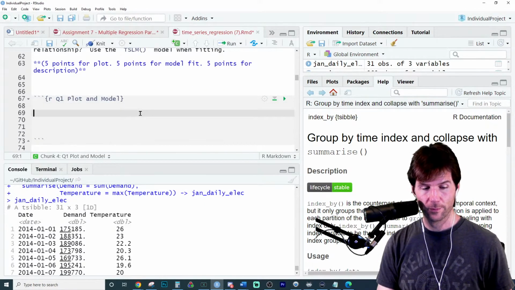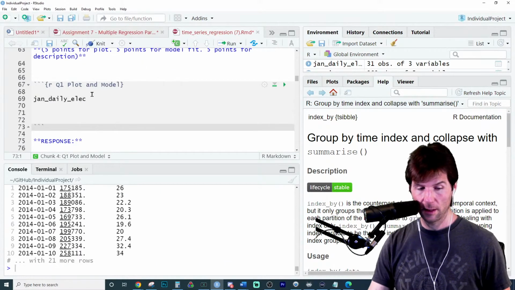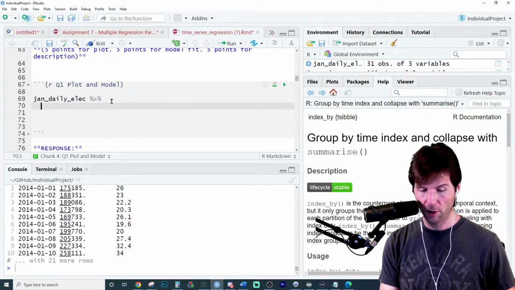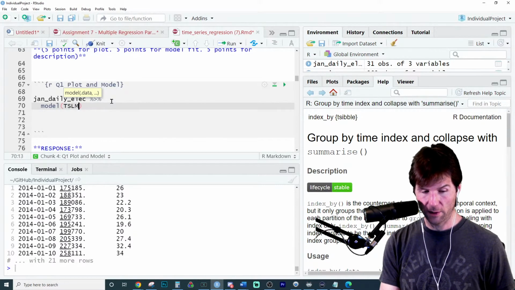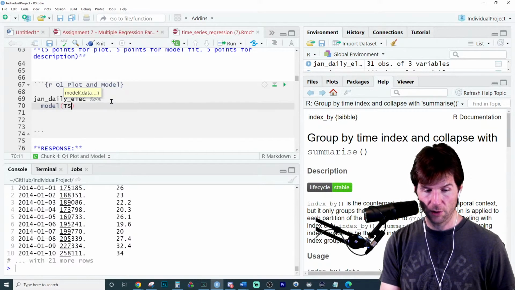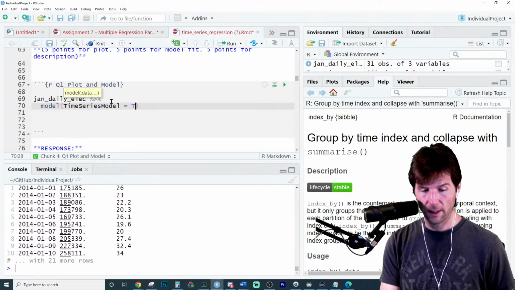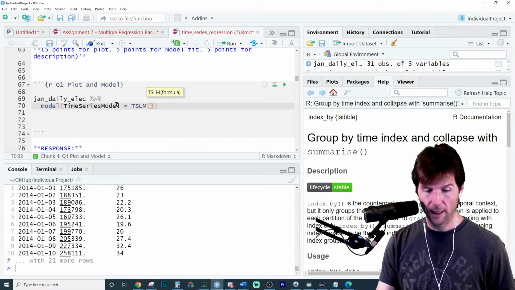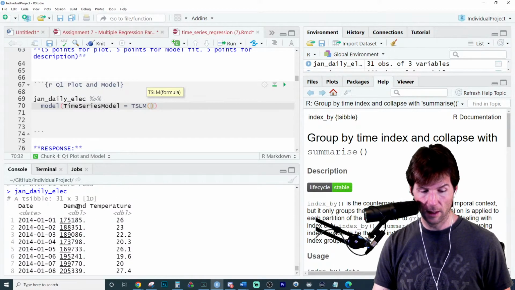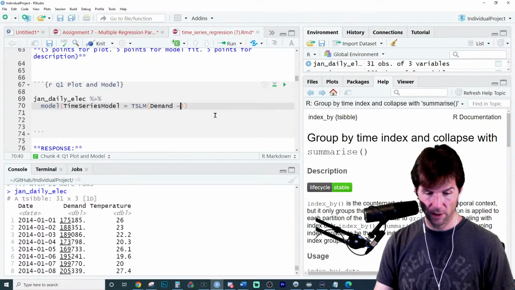So here's the data. Data's right there. Let's go here, pipe it into a model. And the model is going to be the time series linear model. Let's call it, sure, we'll call it TSLM equals, say, time series. There we go. And then TSLM. And now we need to take, we're predicting demand and we're doing temperature.